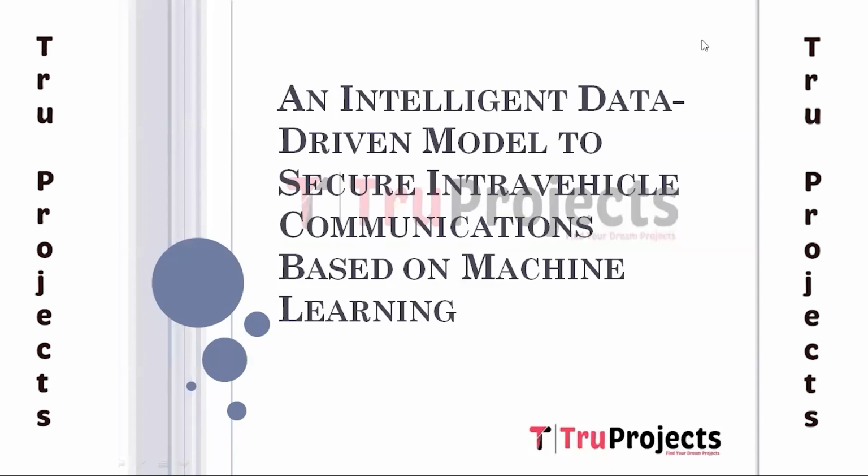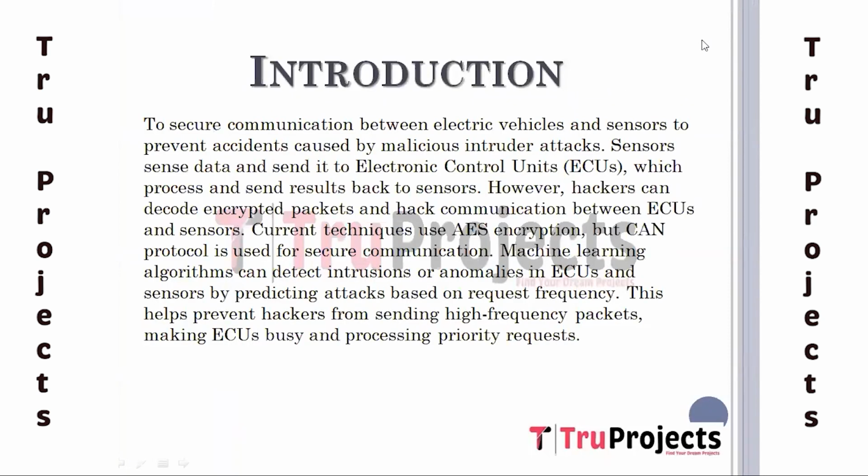We are going to explain an intelligent data-driven model to secure intra-vehicle communications based on machine learning. Introduction. In electric vehicles, different sensors are attached to different parts of the vehicle, such as steering, brakes, engine, etc. These sensors sense the data and send the result to the ECU, and the sensors will act based on the response received from the ECU.